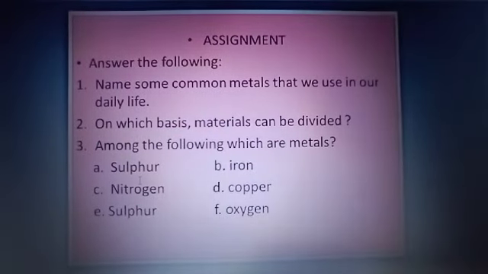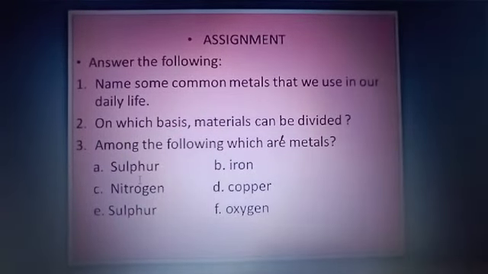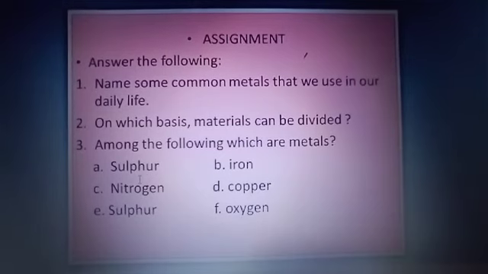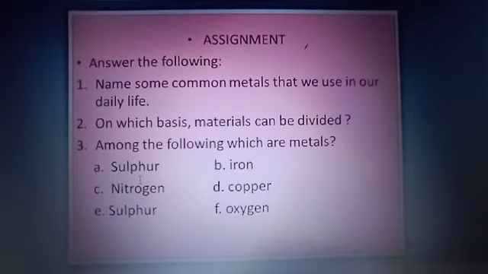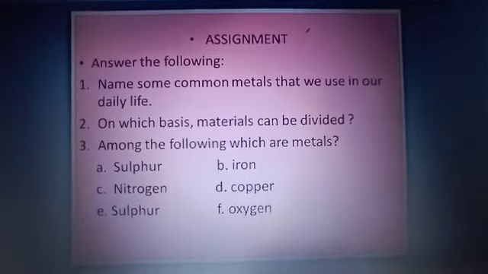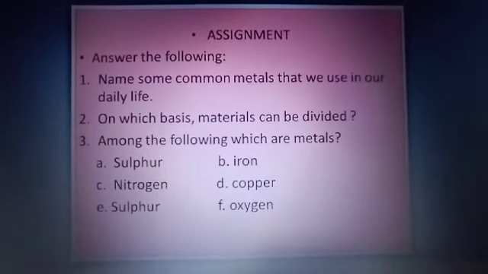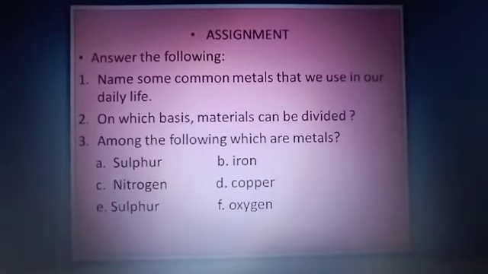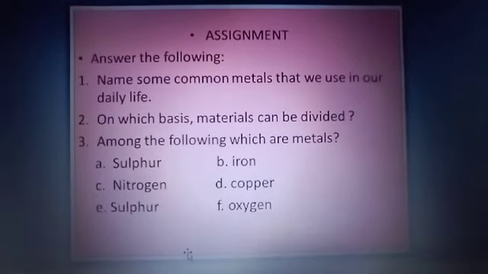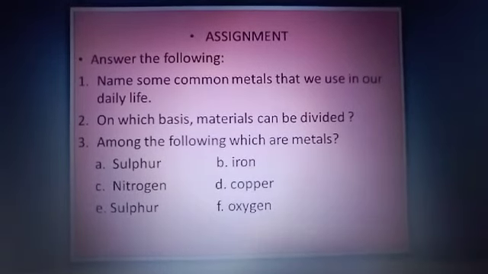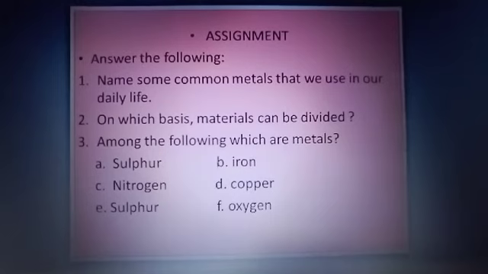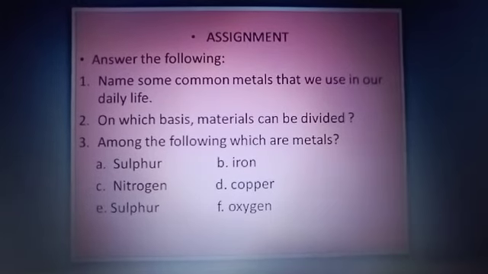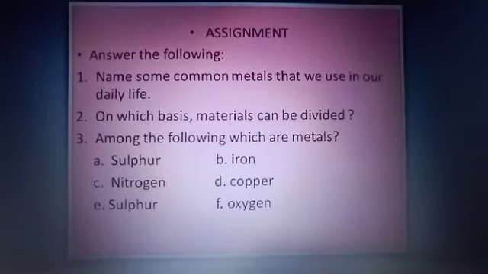Number two, on which basis can materials be divided? So here, you look around, you see all the materials, but they are metals or non-metals. So on which basis are these divided? You have to write that down. Question number three, among the following, which are metals? So you see, there are six elements given here. From this, you have to find out which are metals and which are non-metals.